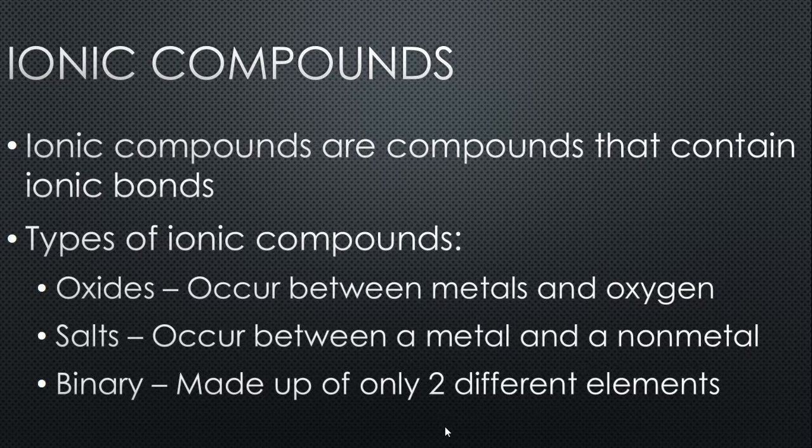Ionic compounds are compounds that contain ionic bonds. There are a number of kinds of ionic compounds. The main 3 that we're going to talk about are oxides, so that's between a metal and an oxygen. Salts occur between a metal and a nonmetal. And most of these are binary, which means that they're made up of only two different elements. So if I'm talking about sodium chloride, or calcium fluoride, right, that's only two different elements as opposed to things that have more than two.